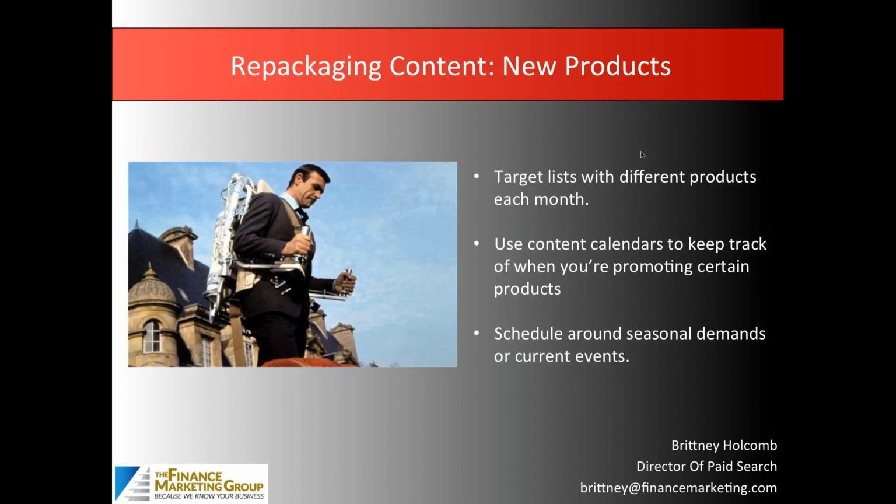So the last one I wanted to go over is repackaging content with new products. So this is targeting lists with different products each month, or also using content calendars to keep track of when you're promoting certain products, and scheduling around seasonal demands. So all three I just touched on a little bit with a construction example.